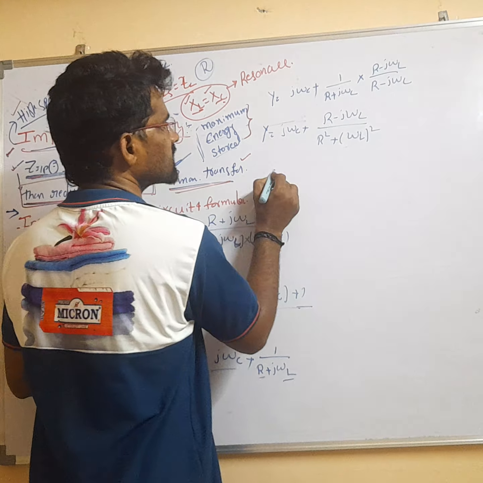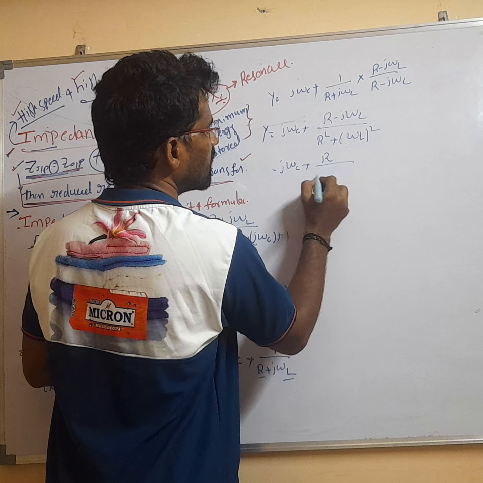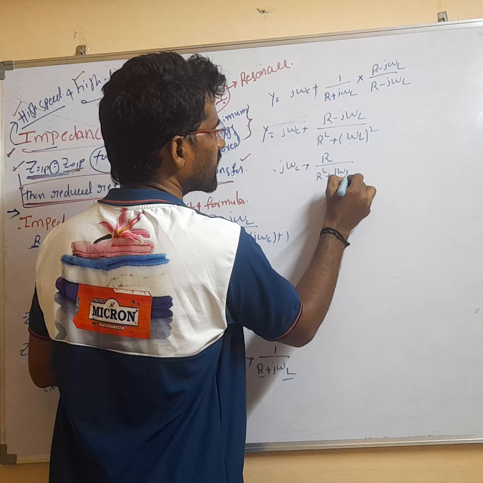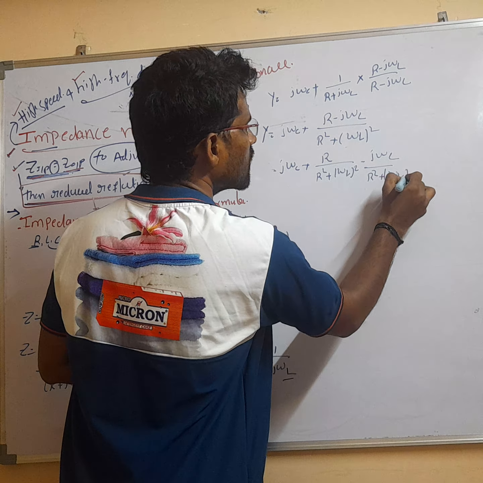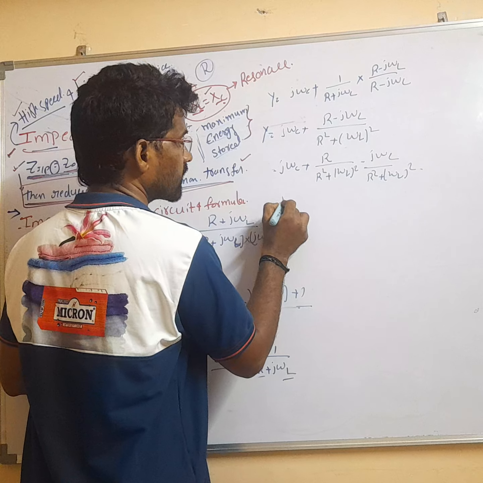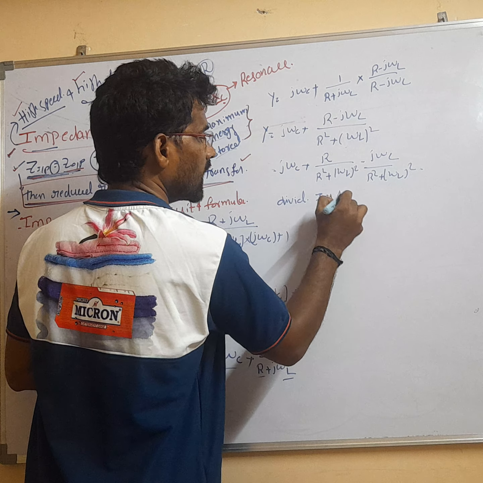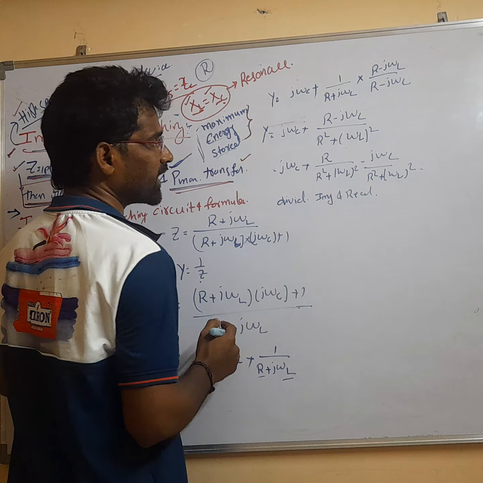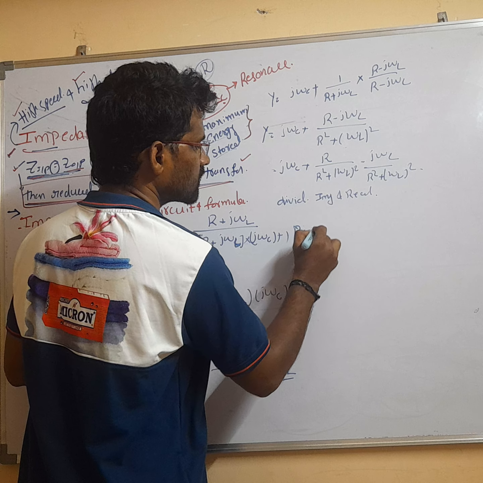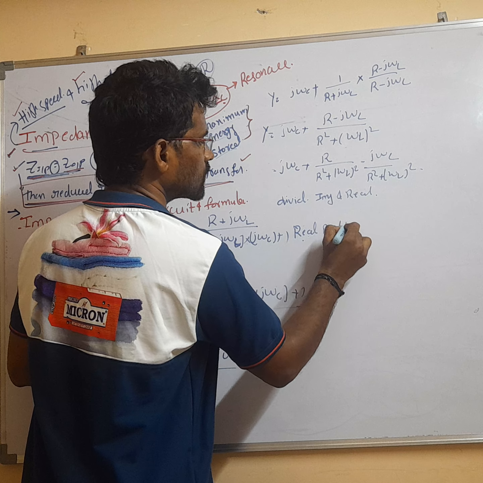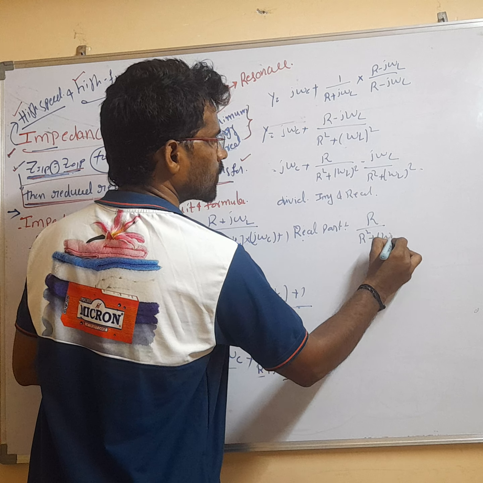So here we can write Y as the real part: R by R square plus omega L whole square, minus j omega L by R square plus omega L whole square. From this we divide the imaginary and real parts. So first we write the real part. What is the real part here? R by R square plus omega L whole square.